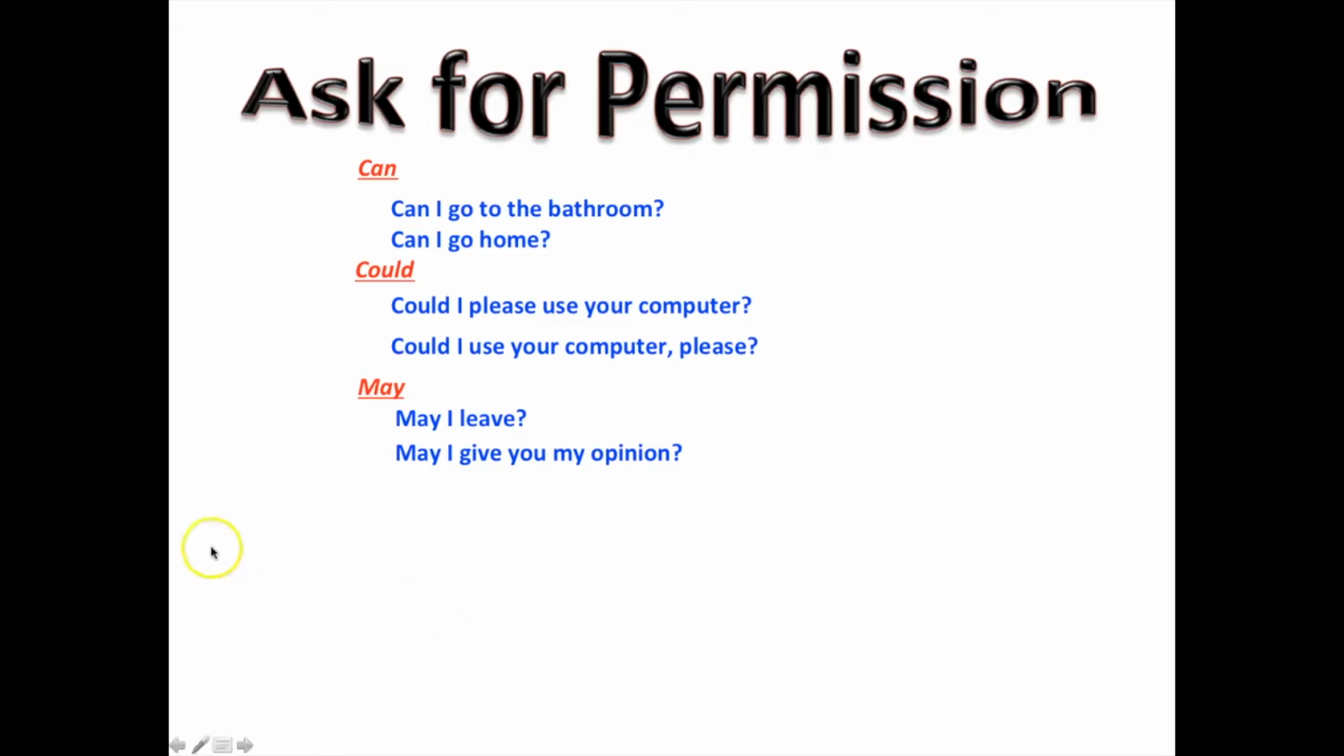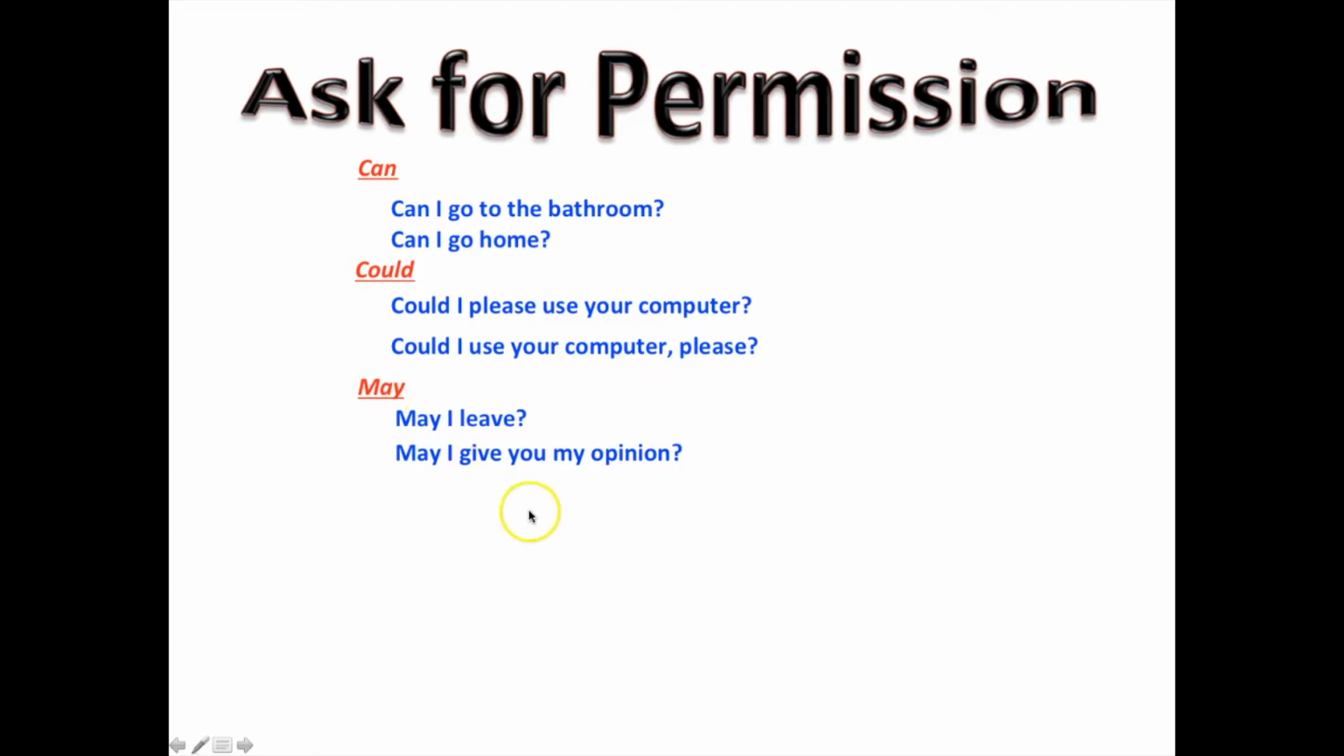Maybe you wonder, Dunieski, when do we use can and could and may? Well, I'm telling you, it's just formality. Can is less formal than could and even less formal than may. So it all depends on whoever you're talking to. Don't forget, it's just a matter of formality.